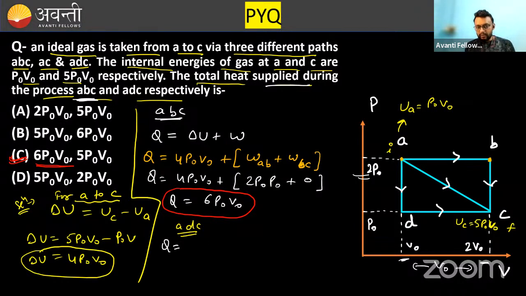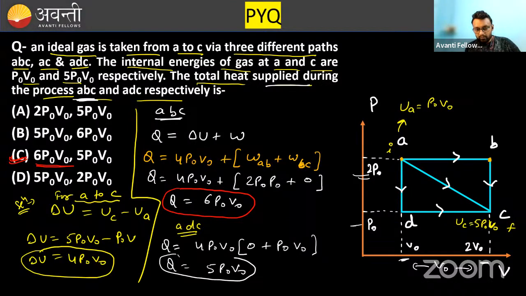Again delta U plus delta W, where delta U is again 4 P naught V naught, plus the work done. If you talk about ADC, the process involves work done in AD plus DC. Work done in AD is 0, plus work done in DC: the pressure here is P naught and the volume change is V naught, so that is 5 P naught V naught. So which option is correct? Option C is correct. Is this question clear to you? Only then will we move further.